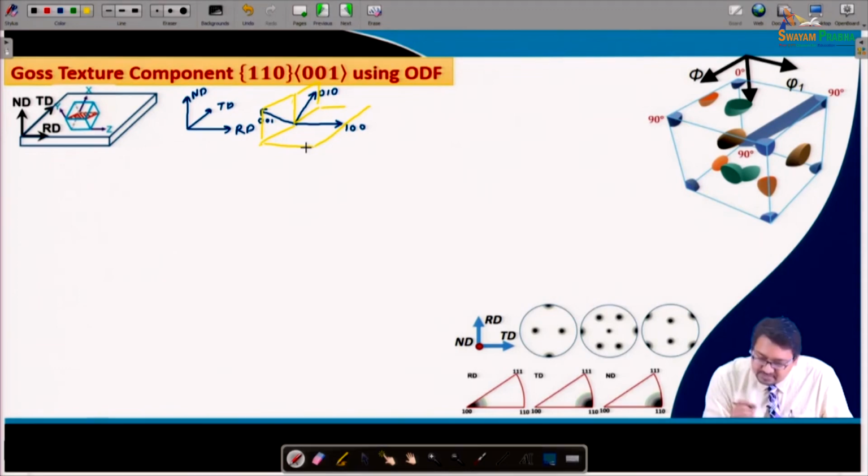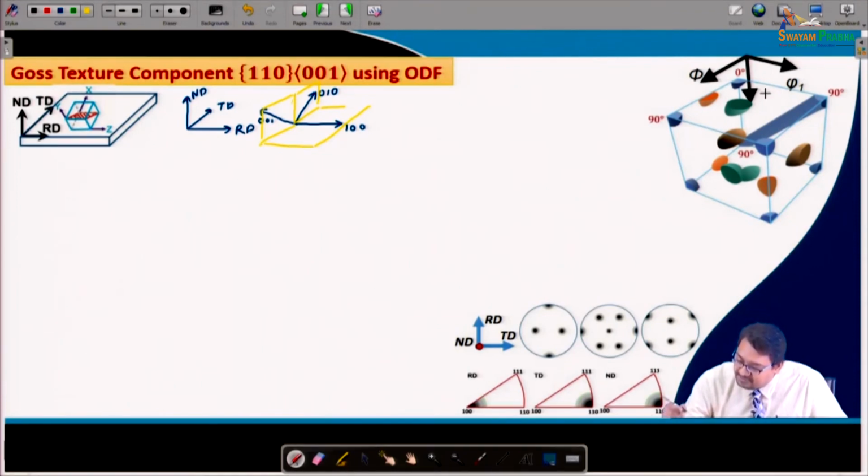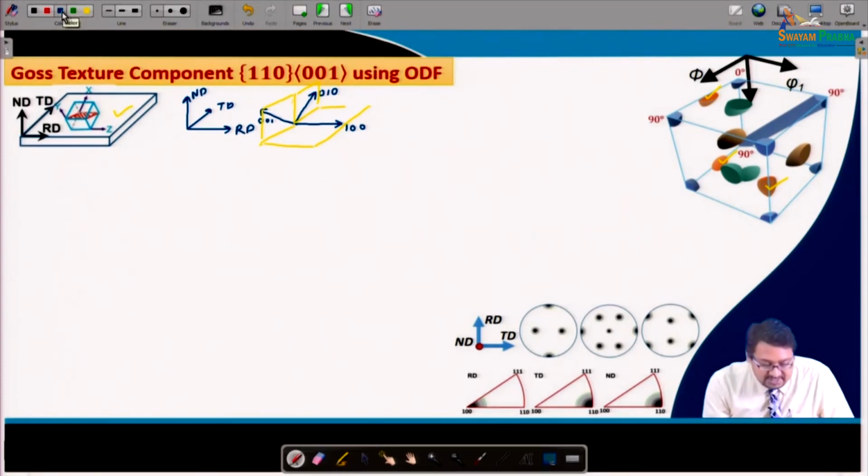Now, you see that the position of the Gauss texture components were shown in the Euler space that we demonstrated by these orange components, right, these are the Gauss texture component. The Gauss texture component is basically 1 1 0 parallel to the rolling plane and 0 0 1 parallel to the rolling direction, right, and it will look similar like this as shown in this figure and can be demonstrated like this.